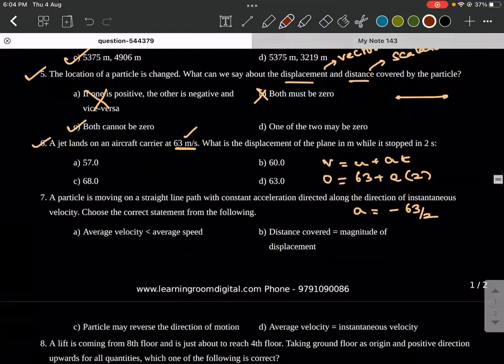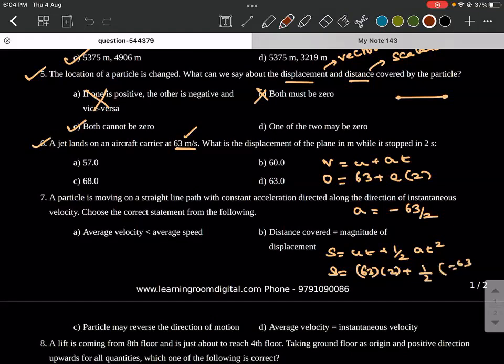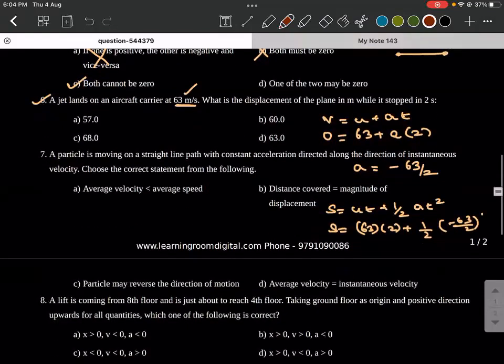And they are asking the distance traveled by it. So S is equal to UT plus half AT square. Displacement is equal to, what is U? 63 into time 2, plus half into acceleration minus 63 by 2 into T square, that is 4. This 4 and this will get cancelled. 126 minus 63 is 63. What is the answer? 63 kilometer, sorry, 63 meter is the answer.